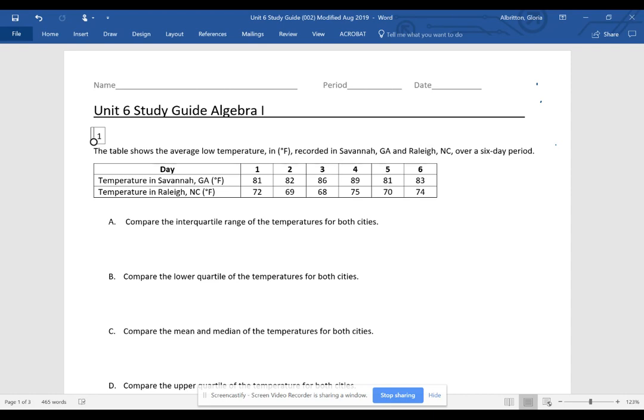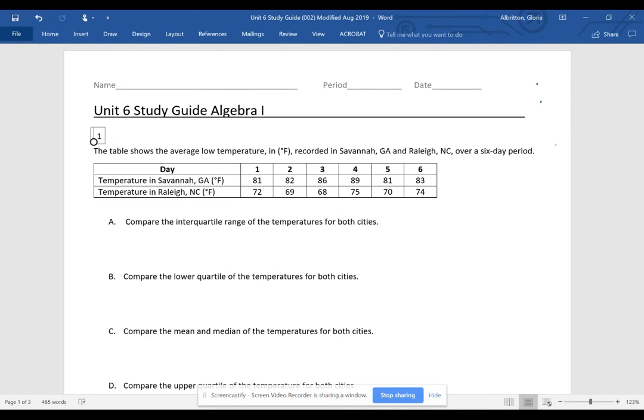The quartiles, however, are simply medians. And whenever we work with medians, we know we have to order the data from least to greatest. That means the first thing that you need to do is reorder those temperatures for the 6 days for both cities. So let's start with Savannah.